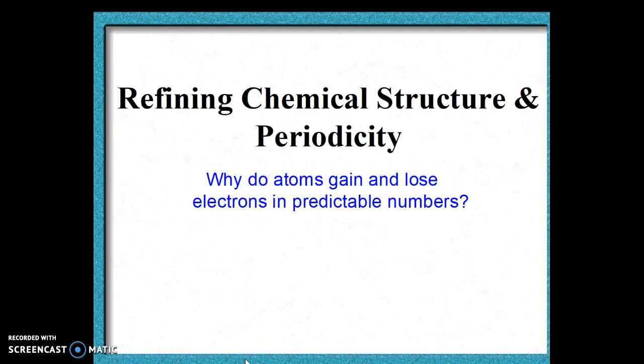If you have a little information in your mind about the periodic table, let's go into what we call an intermediate look at the periodic table, refining chemical structure and periodicity. And we're going to ask the question, why do atoms gain and lose electrons in very predictable numbers?